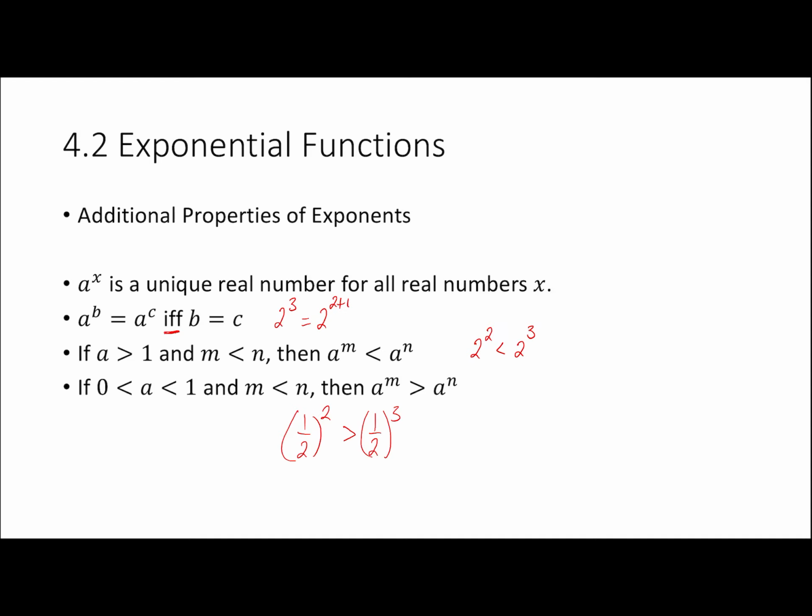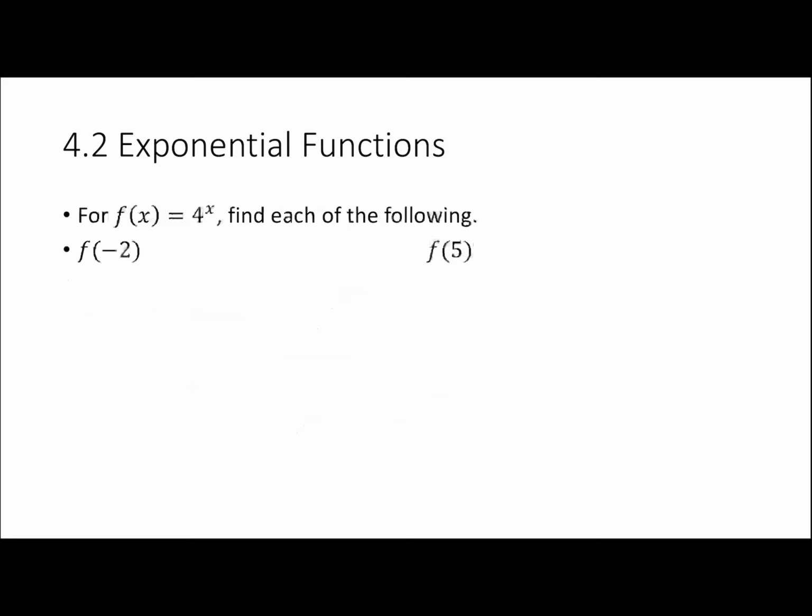Those properties are all going to be beneficial to us as we begin looking at examples throughout this section. So with that in mind, let's look at these first few examples. The first one says, for f of x equals 4 to the x, find each of the following. The first one is to find f of negative 2. To find f of negative 2, we take negative 2 and put it in place of x. So it's 4 to the negative second power.